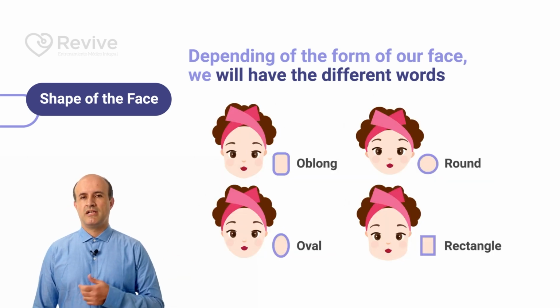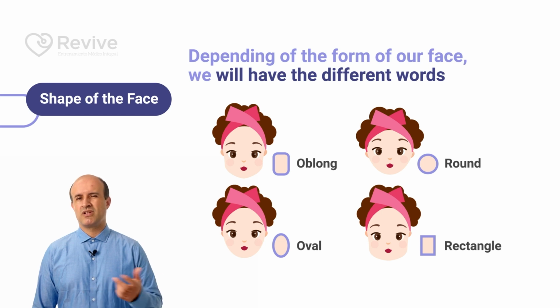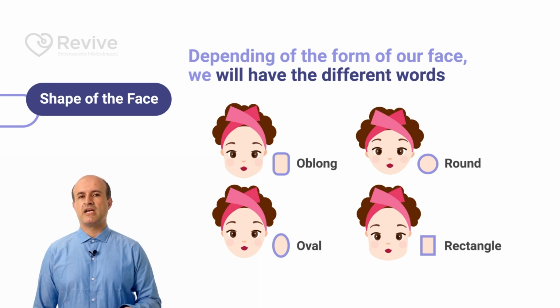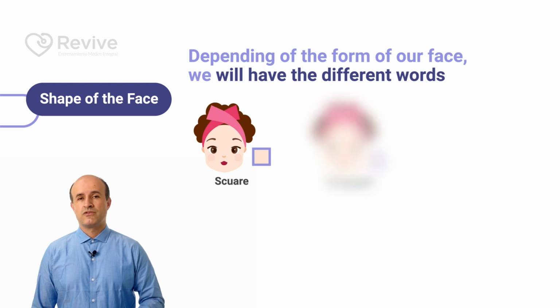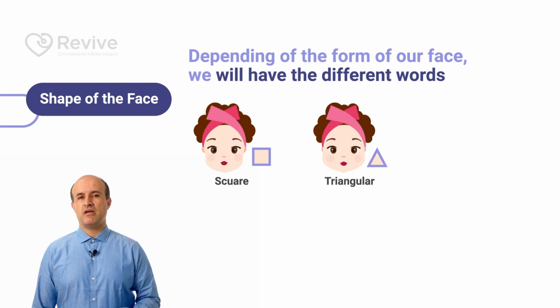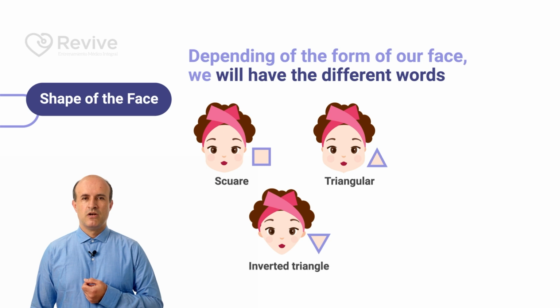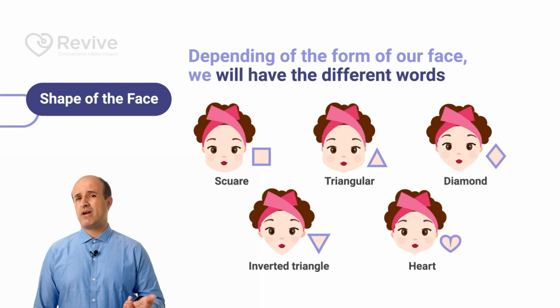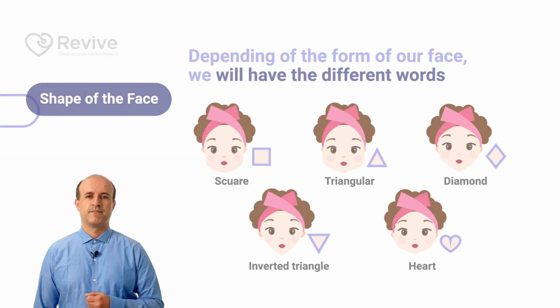Oblong, that is a longer shape for your face, or you can have an oval face, or a geometric shape. Your face can also be round, rectangular, squared, triangular, or have the shape of an inverted triangle, or just be shaped as a diamond or a heart. You can now describe your face and other faces when you need to use this vocabulary in context. See you in our next section, where we will describe the shape and color of the eyes.